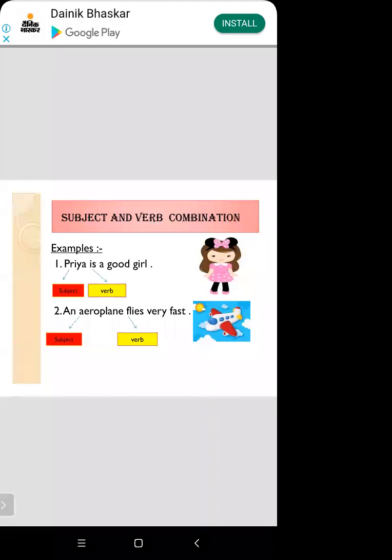एक पर्सन, हम सब्जेक्ट की बात कर रहे हैं. एक तरीके से हम पता लगा सकते हैं कि as a subject, you know very well, we speak about in a sentence. The first one is here, Priya is a good girl. हम किसके बारे में बात कर रहे हैं? प्रिया के बारे में बात कर रहे हैं. तो Priya is here as a subject.